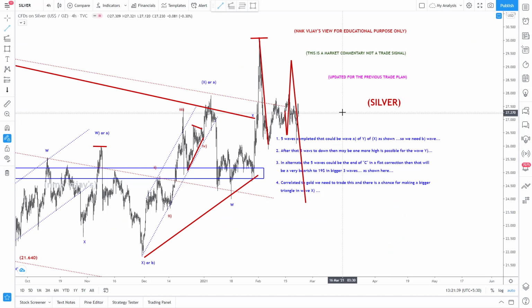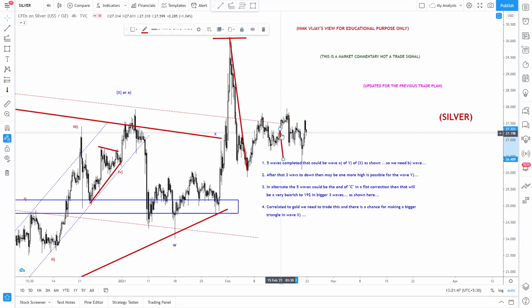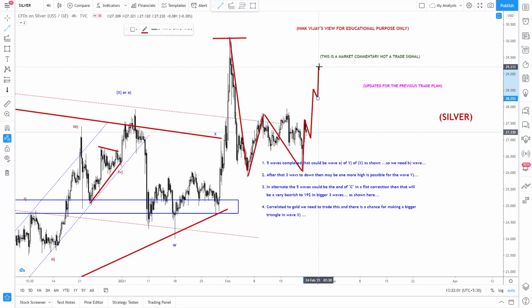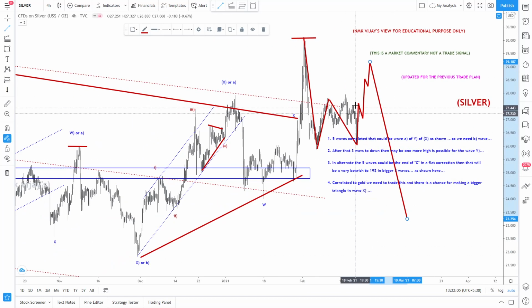So silver, same view, there is no change, it didn't break the low. So what I'm expecting here is, see, this is the A, this is the B, and it has to be a C wave. 1, 2, 3, 4 and 5. So it can do like this, and then again it may fall. So at that time we need to watch this.